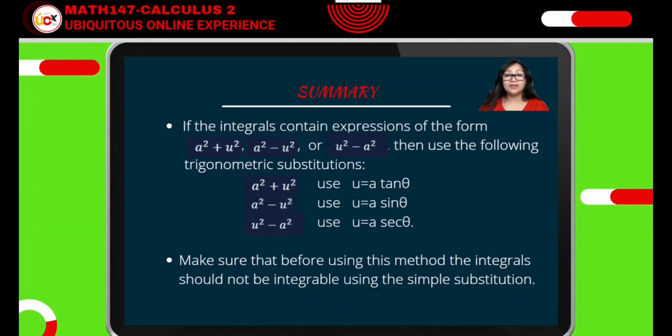So in summary, if the integrals contain expressions of the form a squared plus u squared, a squared minus u squared, or u squared minus a squared, then use the following trigonometric substitution. For an integrand with a squared plus u squared, use the substitution u equals a tangent theta. If the integrand contains a squared minus u squared, use u equals a sine theta. And for u squared minus a squared, use u equals a secant theta. But make sure that before using this method, the integral should not be integrable using a simple substitution.